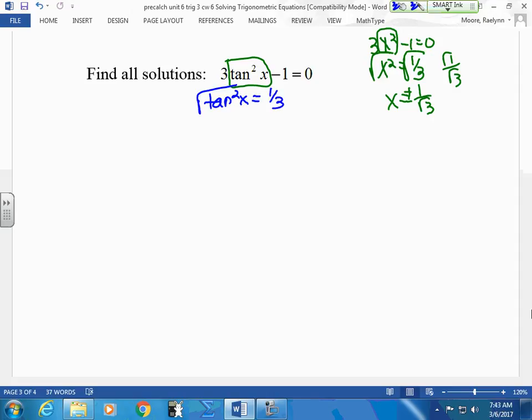Then I'm going to take the square root. So now, algebraically, I am finished. I get the same answer that we got there, right? The algebraic part is finished. What I have left to do is the trig part.